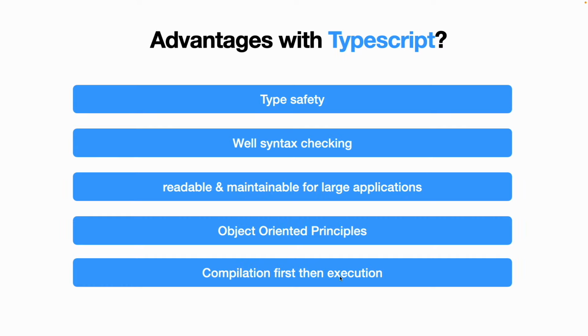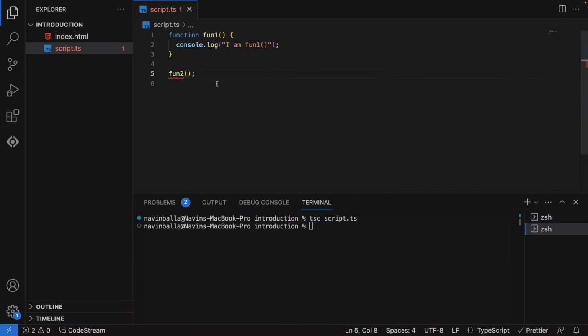Then compilation first, then execution. So it's a good example here. It is doing the compilation first before it executes. If you are having some issues here, it will stop you at compilation itself. It will not permit you to perform the execution because you're getting the errors here itself. And in compilation, there is a lot of flexibility that TypeScript will provide us.